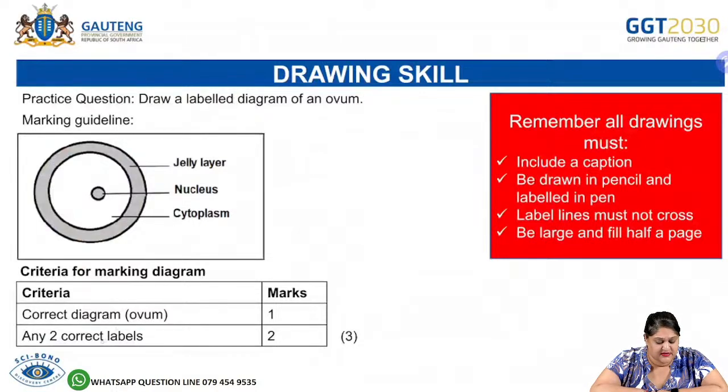So then we've got here, the criteria was only 3 marks. In this one, you didn't have to have a heading, but always put the heading, because you never know. Correct diagram, it must be an ovum, and then any 2 labels. Here are some tips. Include a caption. Be drawn in pencil and labeled in pen. Label lines must not cross, and they must be large and fill half a page. Your diagram must be large and fill half a page. Okay, so that is the drawing skill.